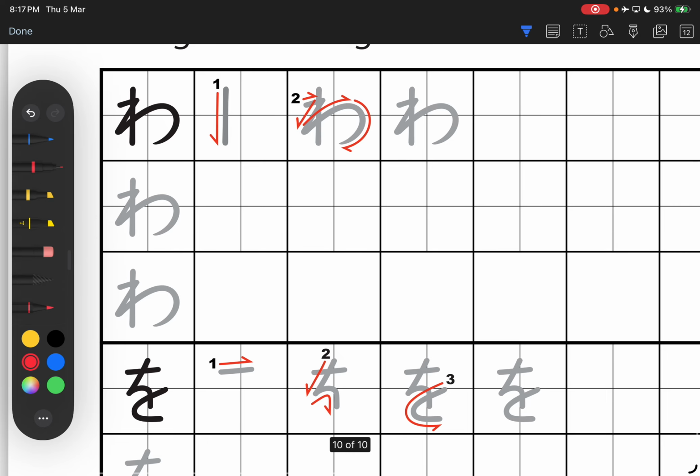Okay, next we have Wa. Okay, this guy is very similar to my other two friends. Big pregnant stomach. Give it a big pregnant stomach. Don't be too stingy on the width. Be more generous with the width. Right? Wa.